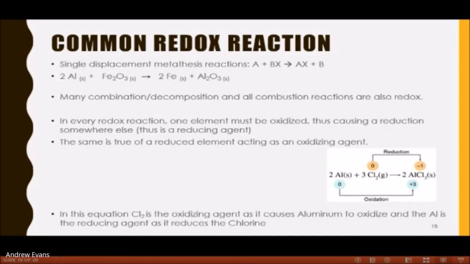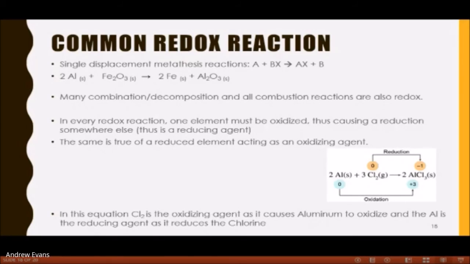So many different combination and decomposition reactions and combustion reactions are also redox because they include pure elements. It doesn't mean all of them are. If they don't have a pure element in there, it may not be a redox. So double check.